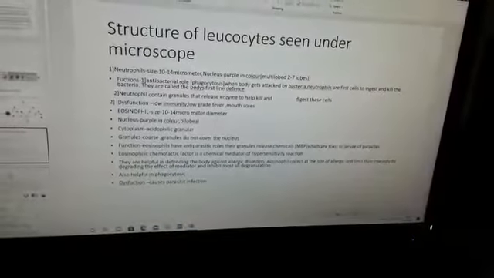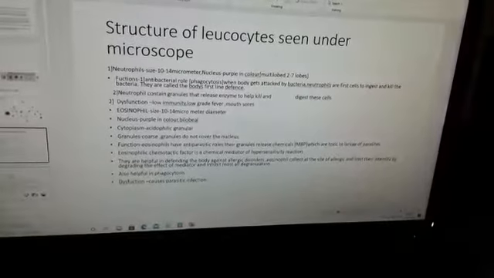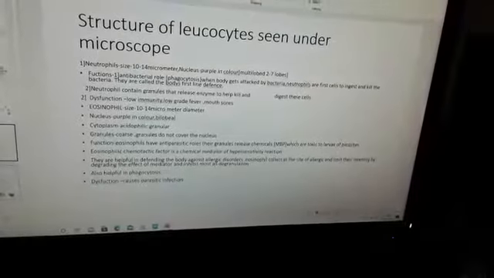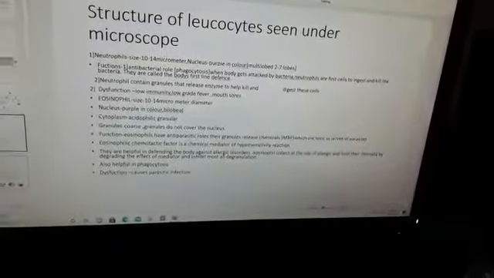Then dysfunction: what happens when neutrophils do not function properly? It causes low immunity, low grade fever and mouth sores.